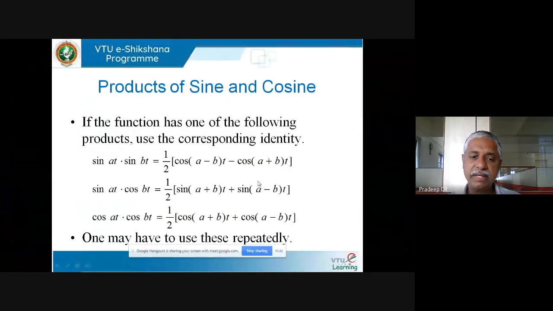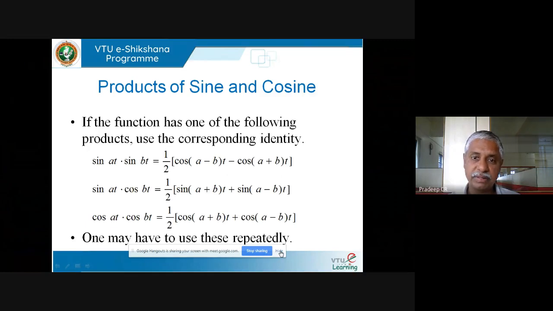You see, sin at into cos bt is equal to half of sin (a plus b) times t plus sin (a minus b) times t. But I had written this as minus, and that is why I was stuck with one of the problems where I knew the answer must be something plus and then I was getting minus. So this is the correction. Please, you have to be careful. I have to be more careful.